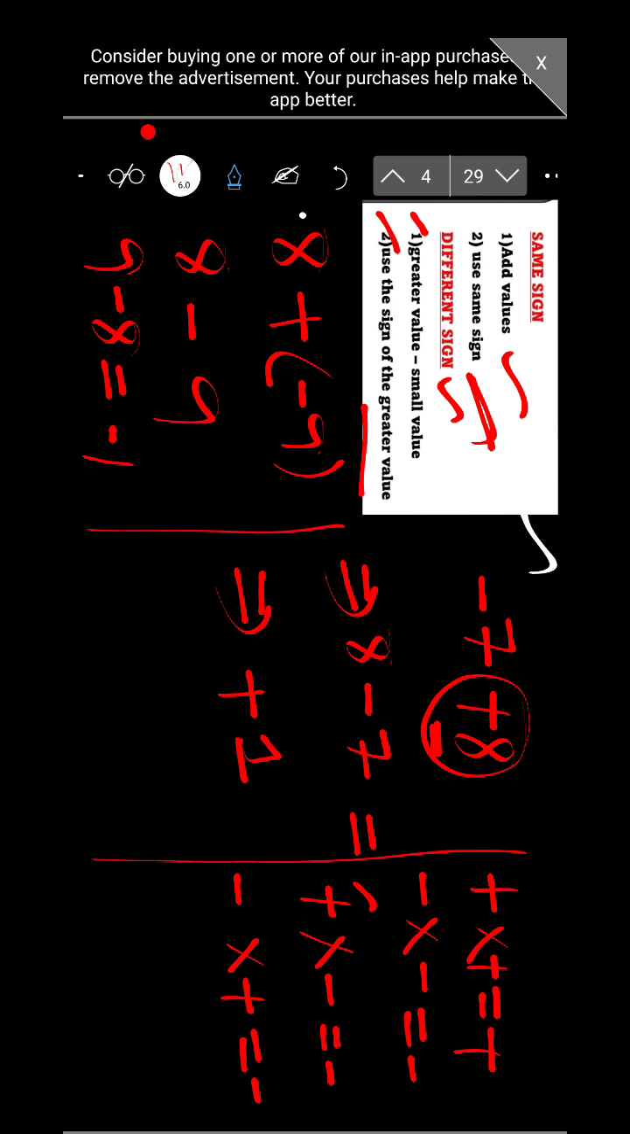If you take the addition of two positive integers, we will get the same sign. We need to add both the values and keep the same sign. If you are adding negative values also, you will get the same sign. If it is a different sign, that means a positive integer and a negative integer, we need to use a different rule. We'll take some examples of it and do the problems.